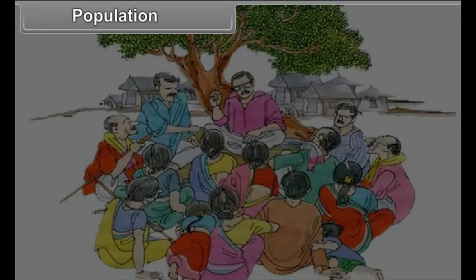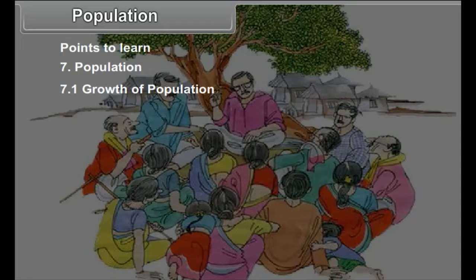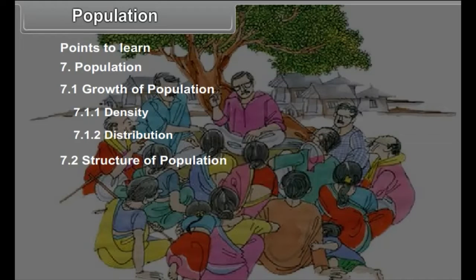Standard 9th, Geography, Chapter 7, Population. Points to learn. 7. Population. 7.1. Growth of population. 7.1.1. Density. 7.1.2. Distribution. 7.2. Structure of population. 7.2.1. Sex ratio. 7.2.2. Age structure. 7.2.3. Literacy.